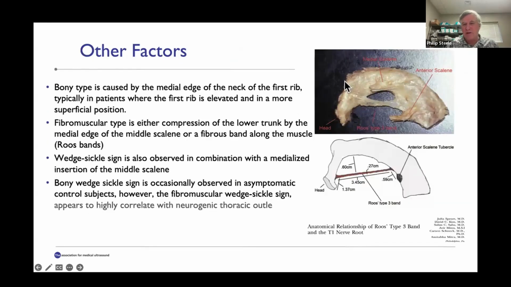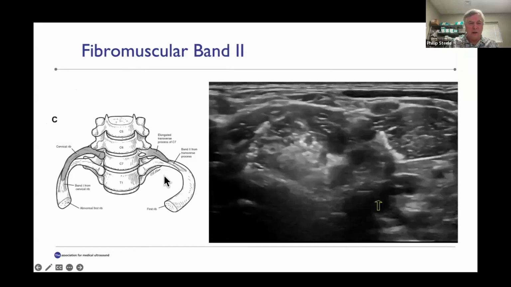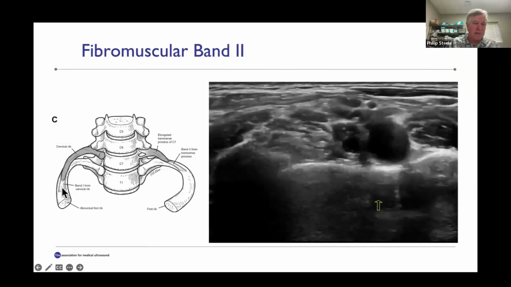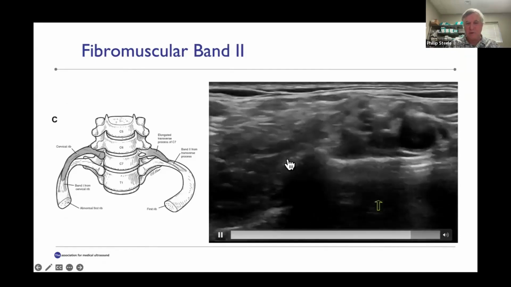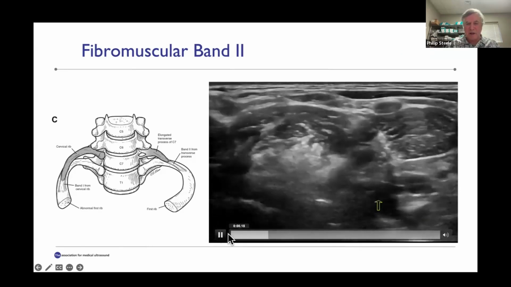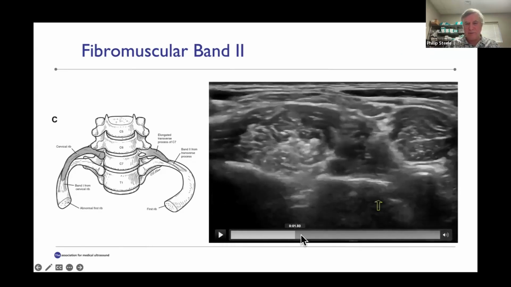There are multiple other factors: the shape of the bone, the edges of the bone, and how the nerves come over them. But again, the wedge sickle sign is the most obvious, easy way to describe a neurogenic thoracic outlet. There are lots of different bands. I'm not going to go into it. There's type 1s, type 2s. There are 14 different band types. You can dig into that with some of Roos's papers.